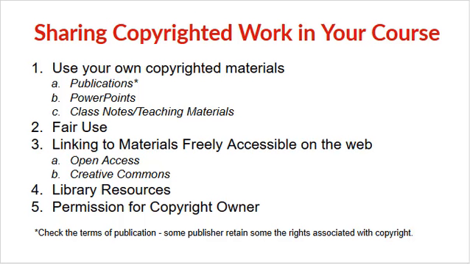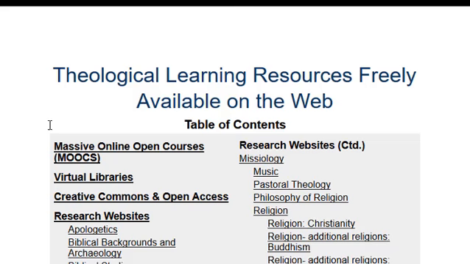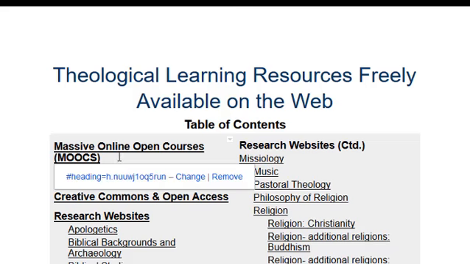So far, we have discussed the second option, fair use. In this video, we'll look closer at options 3 through 5. While web resources do not have quality control the way that materials published in traditional formats do, more scholars are using the open web as a medium of publication. This list contains a number of resources, including open access journals, virtual libraries, and websites that have been vetted for their quality. When you open this list, you'll see massive online open courses listed at the top.